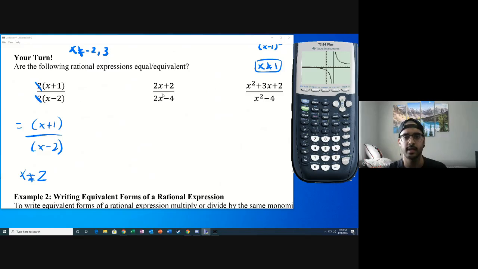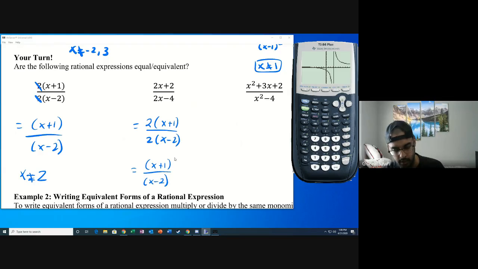Let's go do something with the second one now, see if there is anything we can do. It looks like I've got factors of 2 both top and bottom. So if I take a 2 out on top, I get 2 times x plus 1. Same thing on the bottom, 2x minus 2. This is the exact same expression which we started with to the left. Now, I could simplify again, but nothing's going to change at all. Okay, and again, x can't be equal to 2 for the same reason as before. So those two are equal to each other. They're equivalent. Now we've got to check the third one.